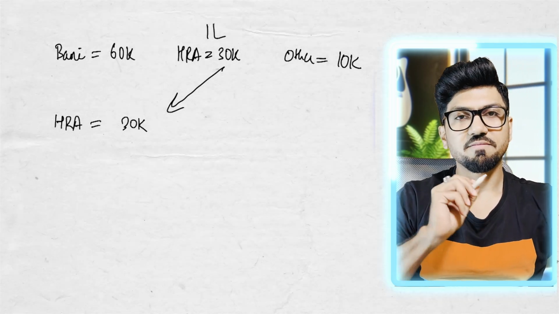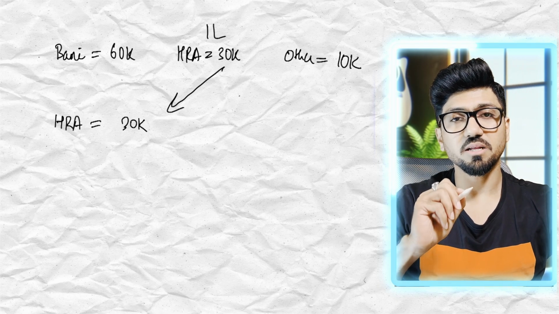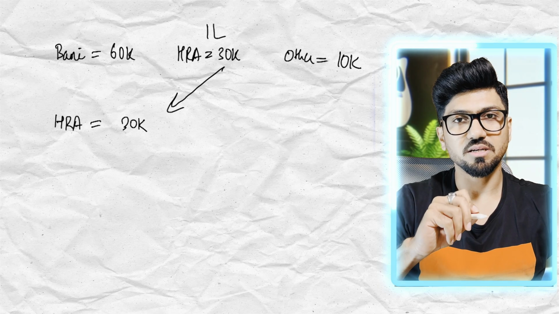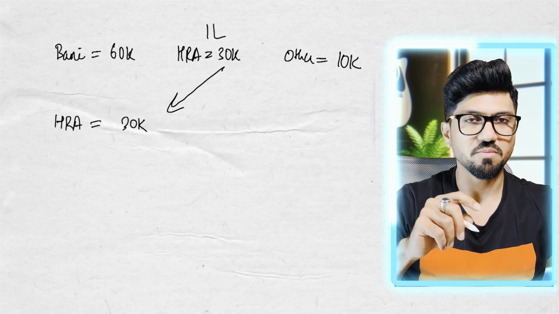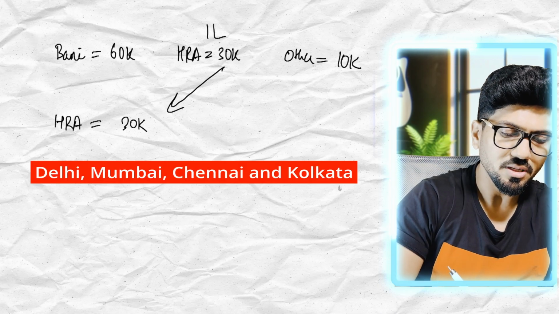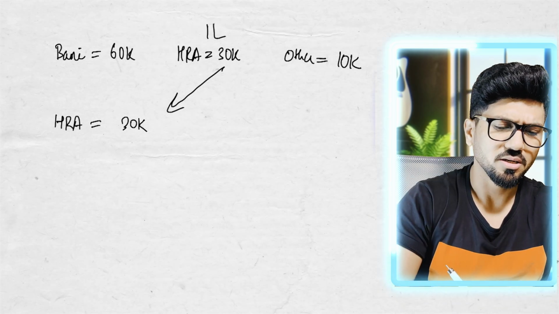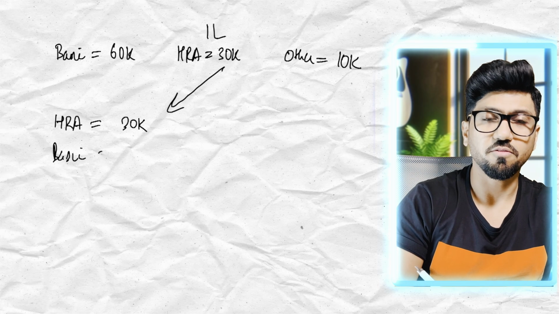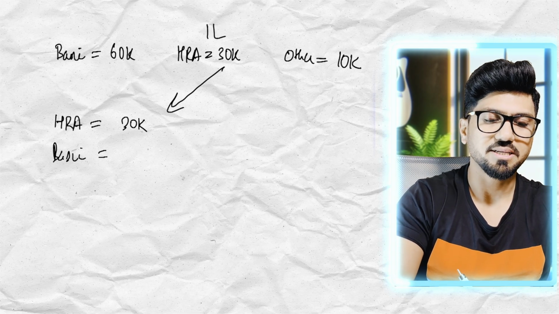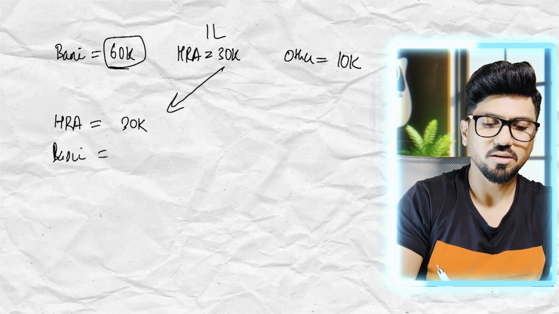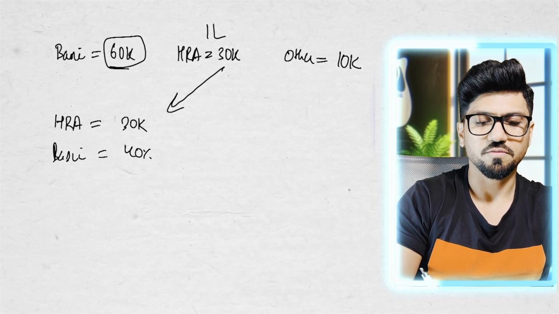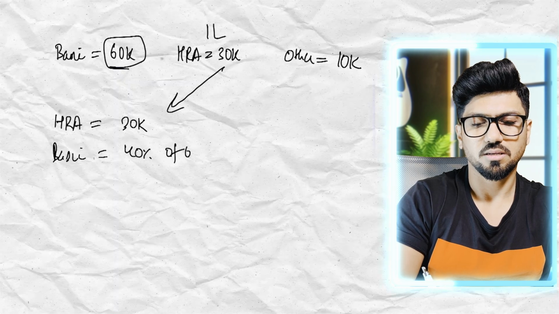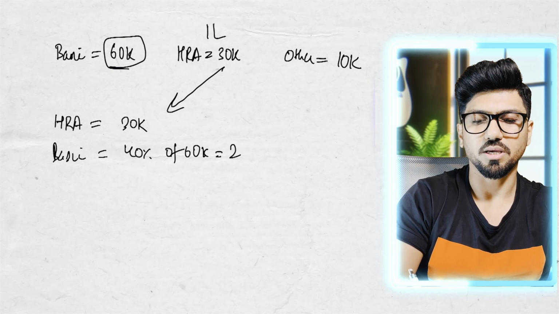Second is 50% of basic if you're living in a metro city and 40% if you're living in a non-metro city. The list of a metro city is here. So let's assume you're living in a non-metro city. So clause 2 is 40% of the basic salary. Basic is 60k, 40% of 60k is equal to 24k.